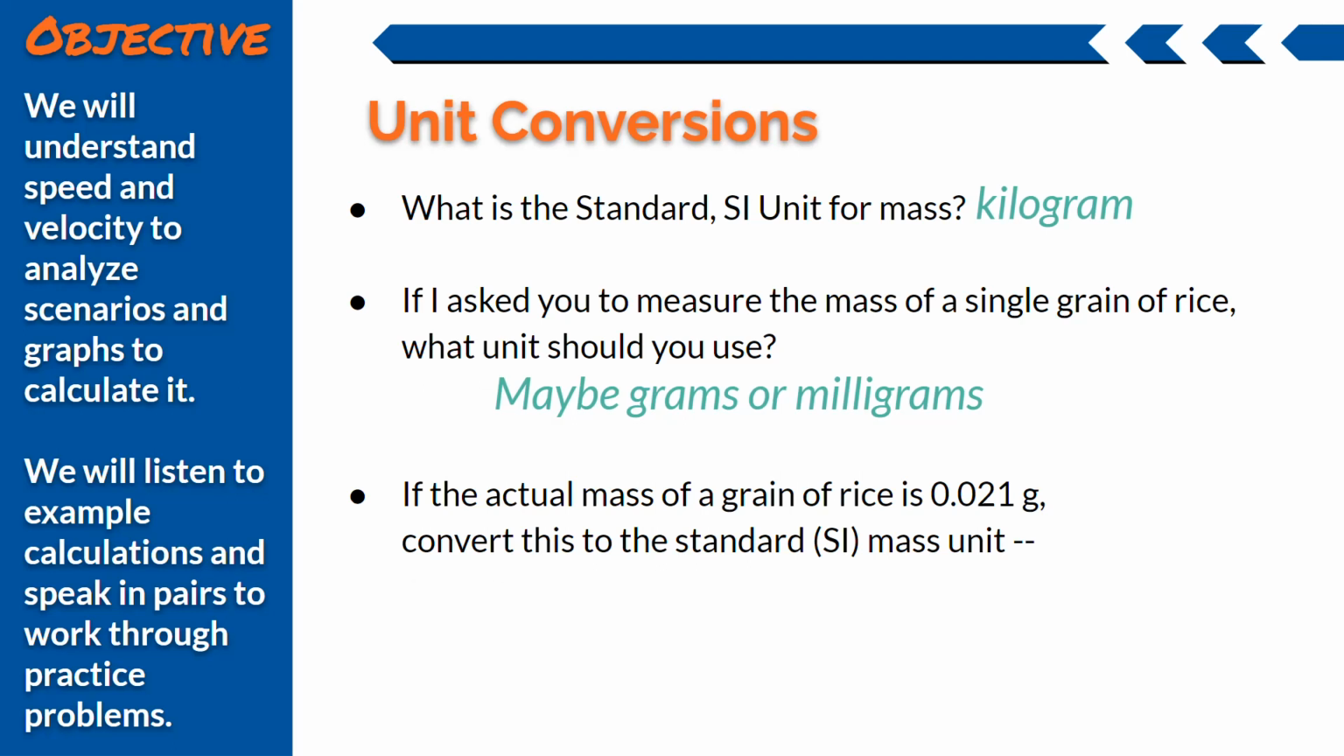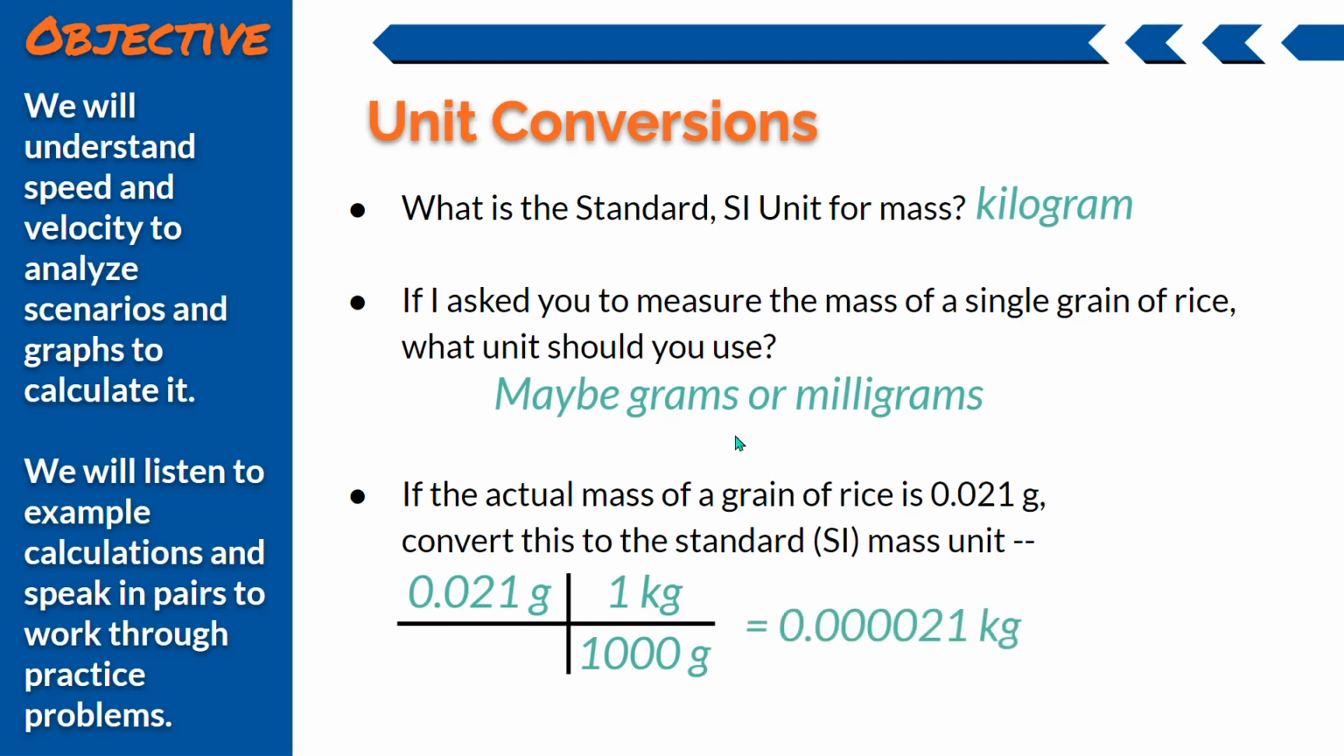Well, let's see why we wouldn't want to use kilograms. We're going to use our conversion factor. There are 1,000 grams in a kilogram. Again, I'm setting this up so that what's up here on top cancels down at the bottom. And that means I'm dividing the number now because the number's down here. There are 1,000 grams and 1 kilogram. And when I do that, I get this, 0.000021.